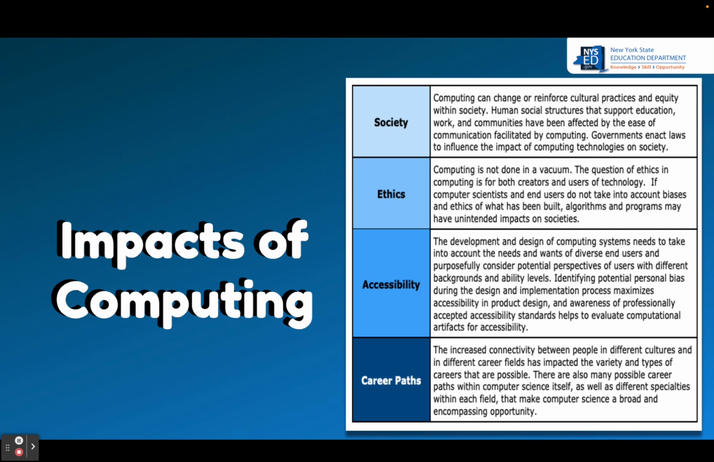Each of these are taking a look at how the use of technology impacts us as a society. The first sub-concept area is about society, and here we're talking about how the social structures are impacted within government for laws, the way we work and the way we communicate, and the way we educate with the fact that we have computers. The next concept area is ethics.